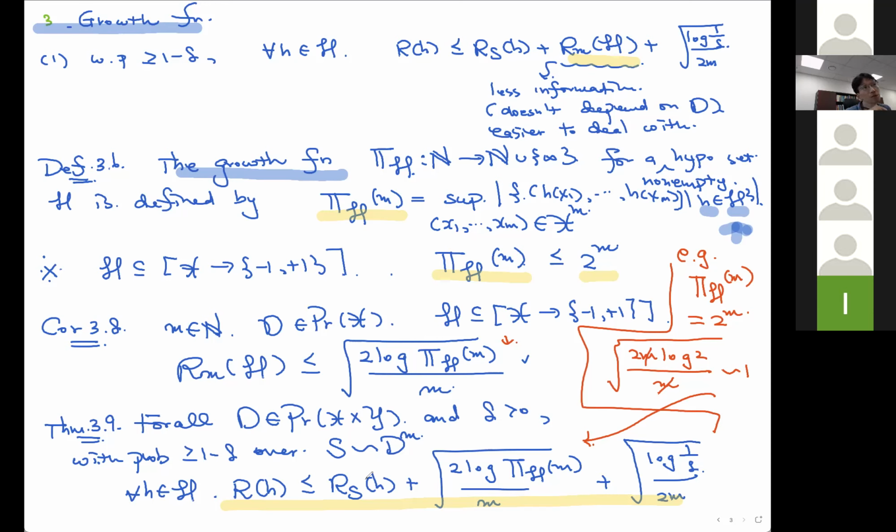And that's expected because we can get meaningful bounds only when the hypothesis set is somehow constrained. If it's not constrained and can be anything, then we don't expect to get any meaningful bounds, and that's what's going on here.